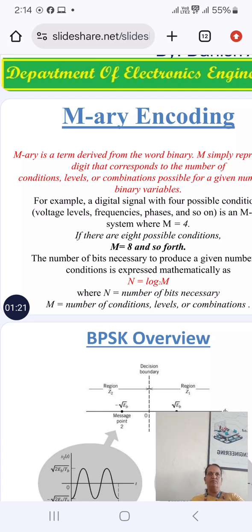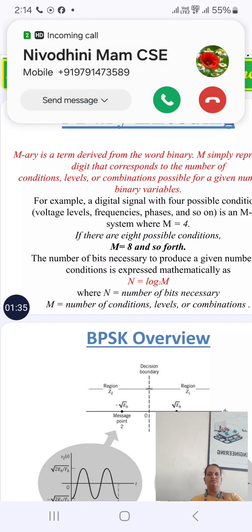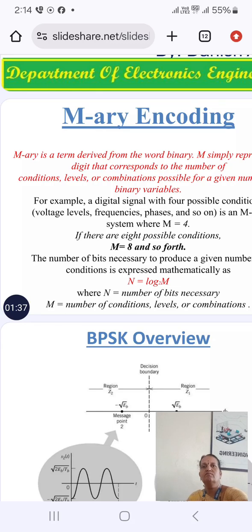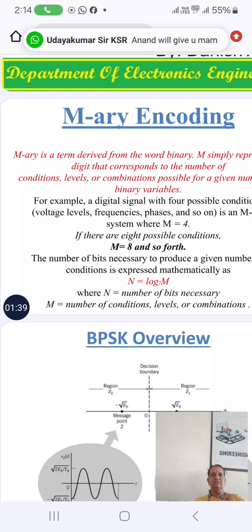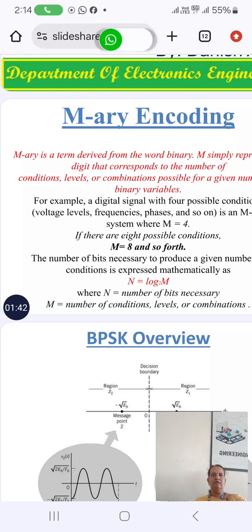So the number of bits necessary to produce a given number of conditions is represented as N equal to log to the base 2 of M. Now, how many levels are needed? We should decide that first, and based on the number of levels, we can decide the number of bits needed to transmit the particular signal.